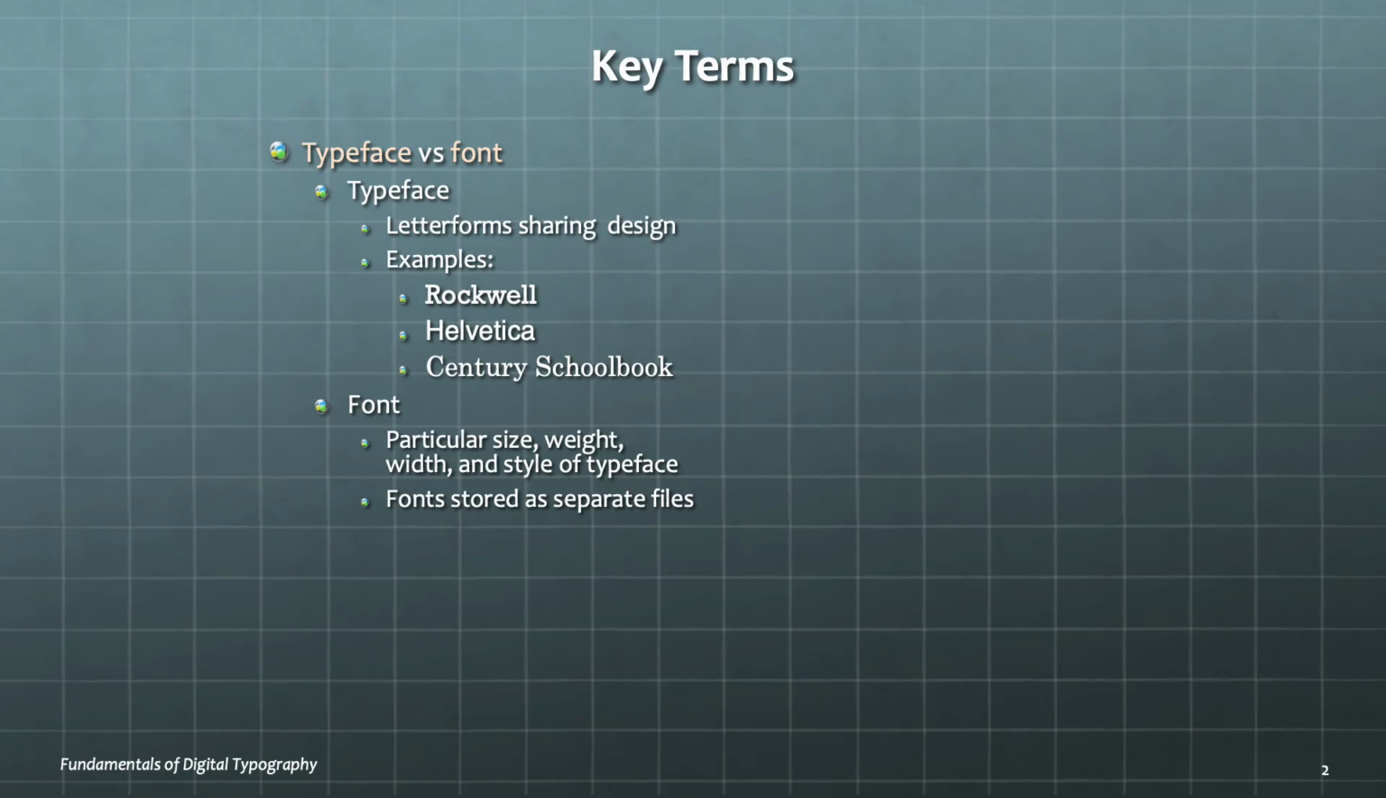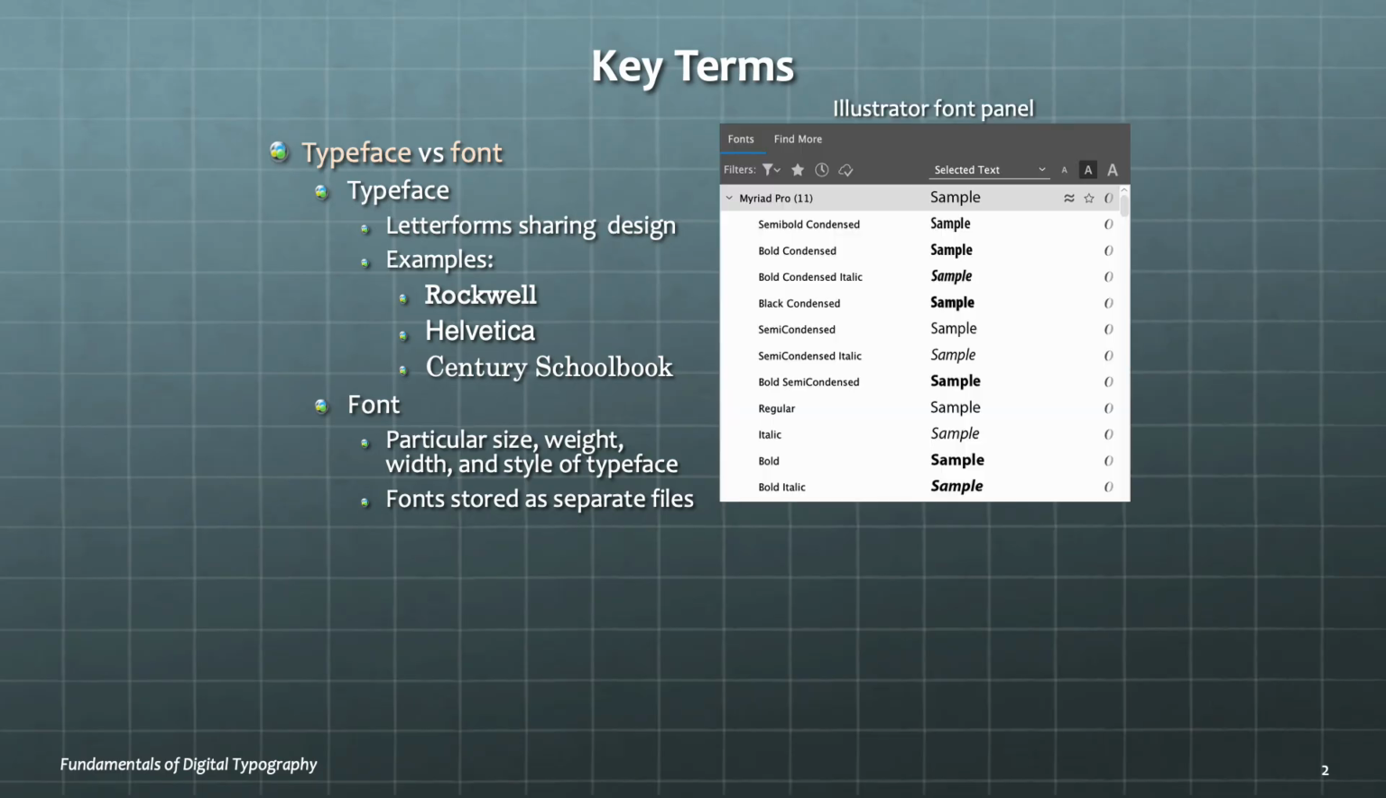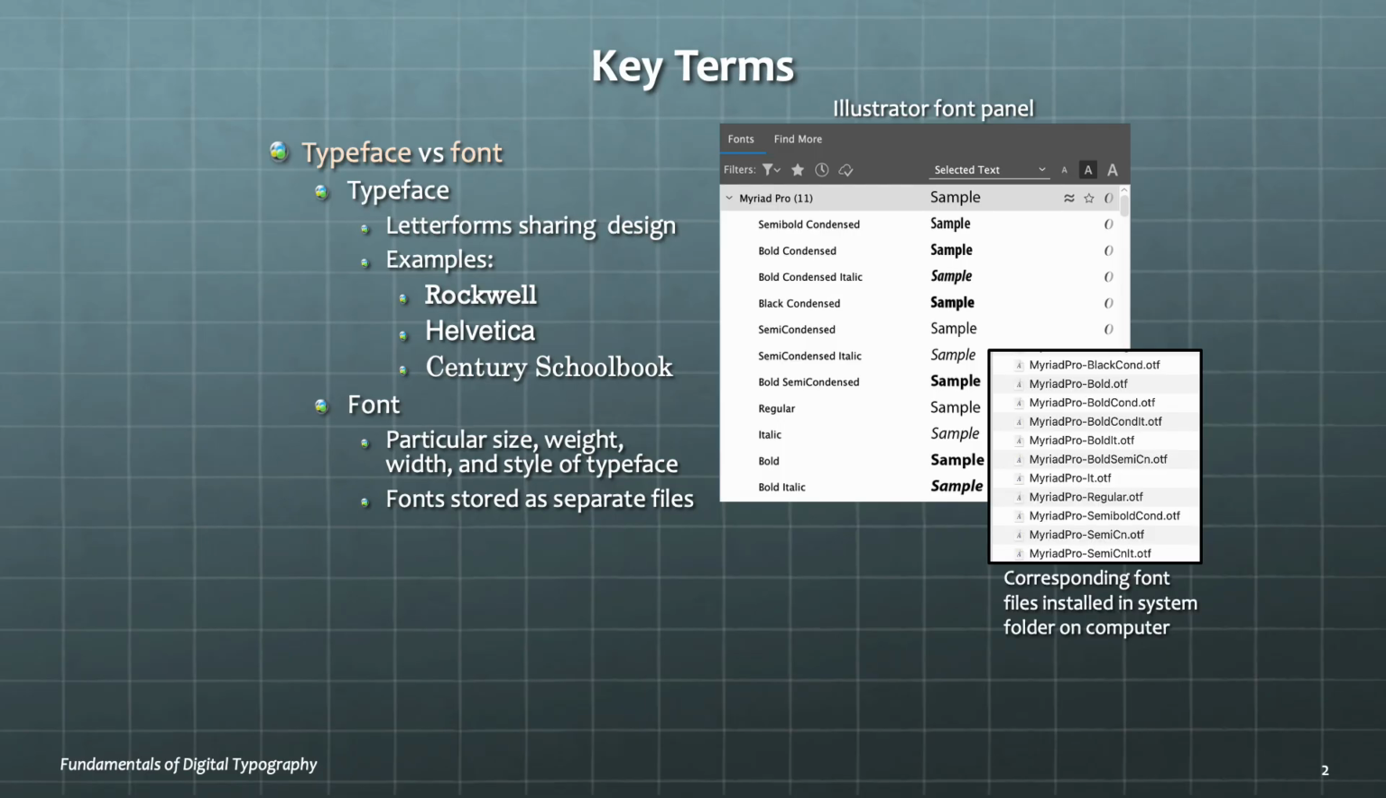In the world of today's high-quality fonts, each font is stored in a separate file. For example, in the screenshot shown here, each of these styles of Myriad Pro listed in the Adobe Illustrator font panel is stored as a separate file in the system library shown here.